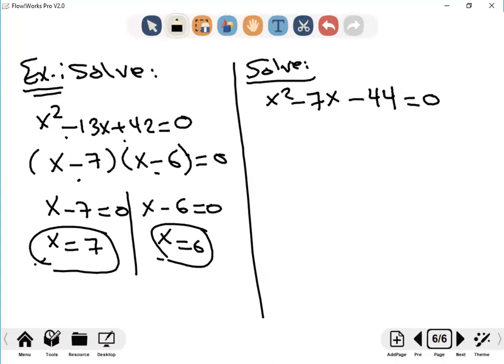If you multiply them, you get 44. 11 and 4, or 22 and 2, check. Or 44 and 1. Right? 44 multiplied by 1, 22 multiplied by 2, 44. 11 multiplied by 4, 44. Right? But with 22 and 2, or 44 and 1, if you add or subtract them, you don't get 7, right? So you will go with 11 and 4.